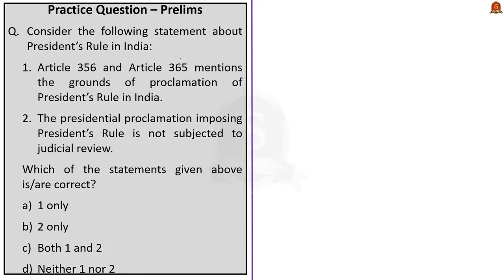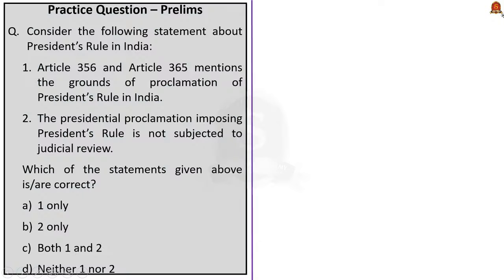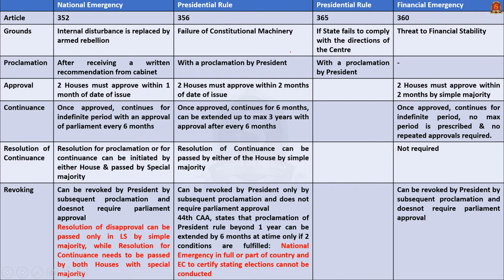Moving on, look at this question about President's rule in India. Here I have displayed different types of emergencies in the table. You can go through it. Actually, I have asked this question because President's rule is frequently in use. Remember, President's rule can be proclaimed under Article 356 on two grounds. One mentioned in Article 356 itself and another in Article 365.